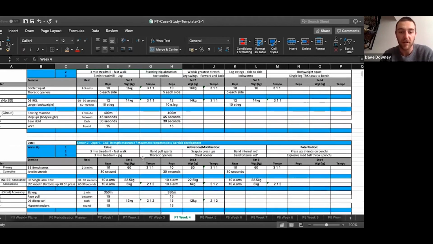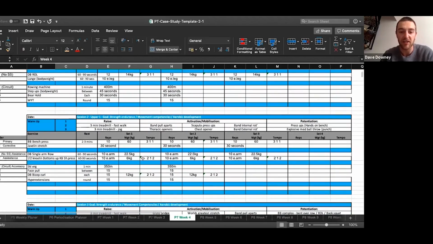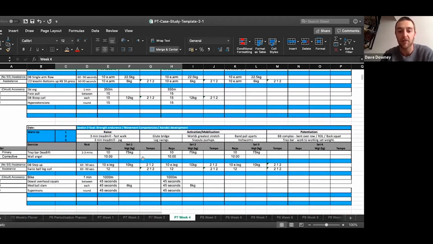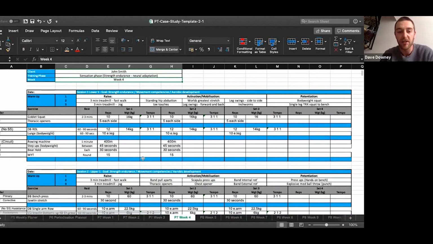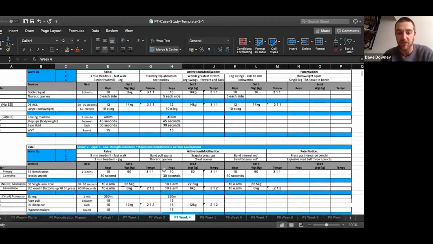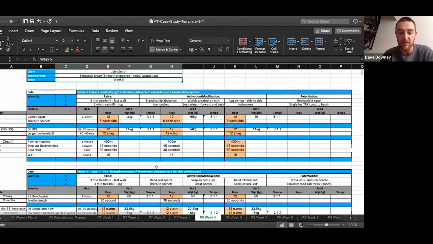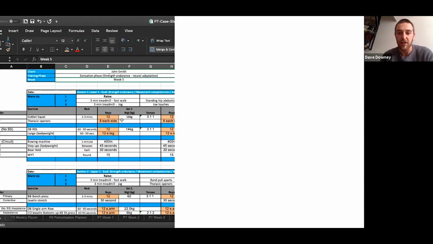The first 4 weeks is just making sure that he's adapting to the movement patterns themselves and getting back into acclimatizing to load. So we're not overloading here. The first couple of weeks, we're just making sure he's competent in everything we're doing. Then when we move forward into week 5, we can actually start to look to increase. So we are then trying to overload slightly. So we're still in the sensation phase. So we want to increase.